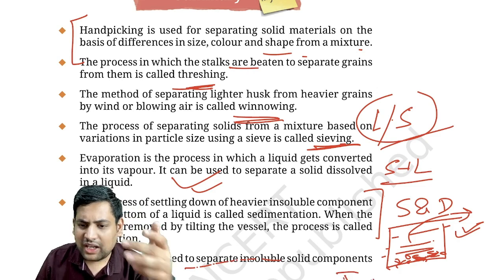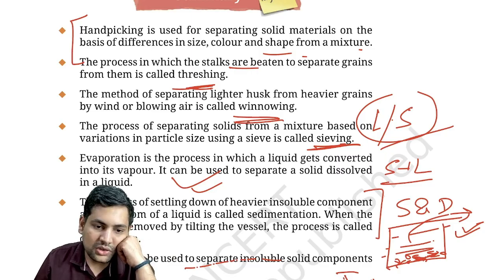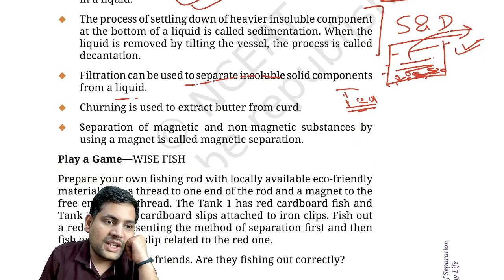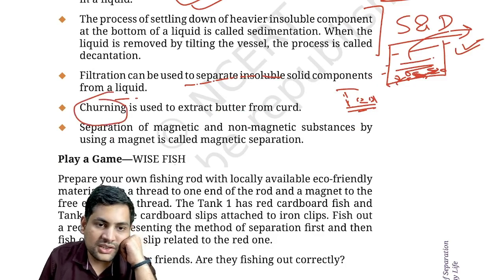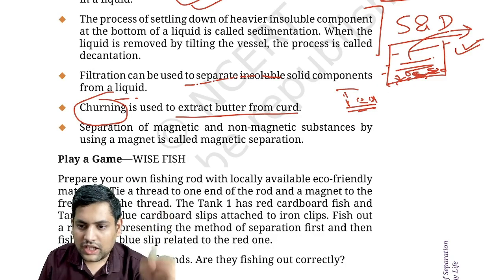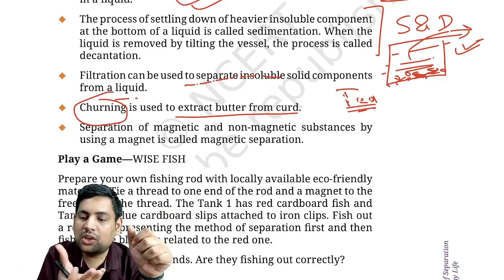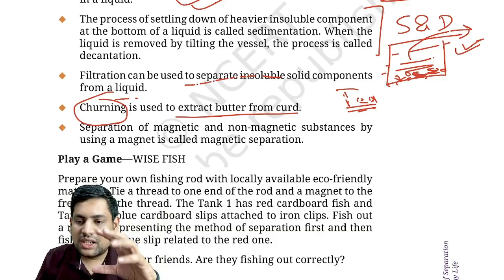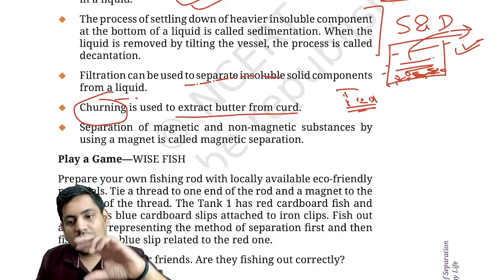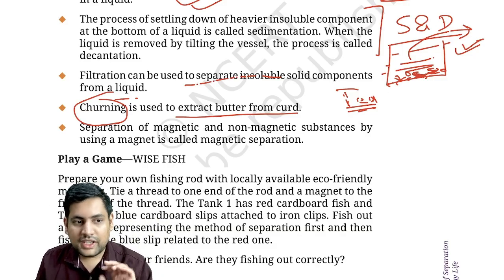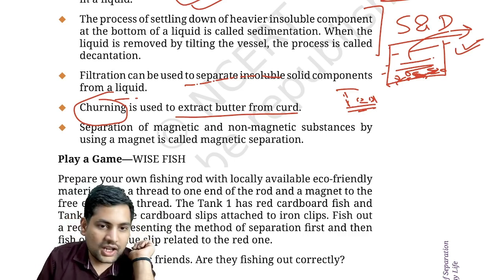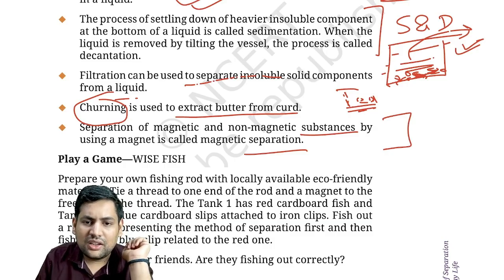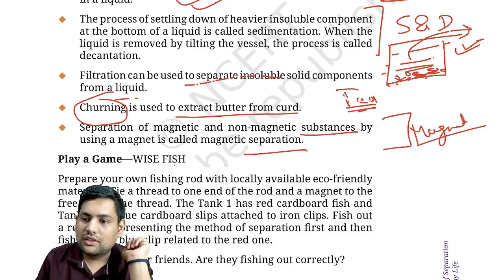Okay, all that can be done. Then we learned about churning. Why is churning important? Because churning is used to extract butter from the curd, correct? Same process, you are doing this, and because of that the lighter particles will come up as butter, correct? Butter is considered milk solids, so that is actually separation of solid and liquid. Fine. Then the last was magnetic and non-magnetic substances being separated using simply a very strong magnet. Understood?